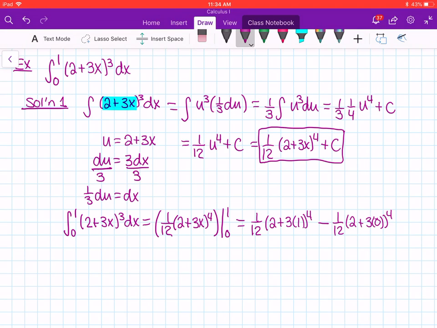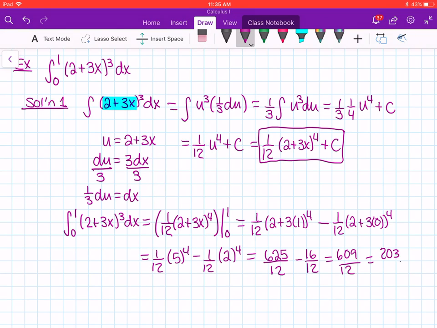Okay, then it's a matter of simplifying. Let's see, we got 1/12 times 5 to the 4th minus 1/12 times 2 to the 4th, and that is 625 over 12 minus 16 over 12, which equals 609 over 12, and we can simplify the fraction to be 203 over 4.